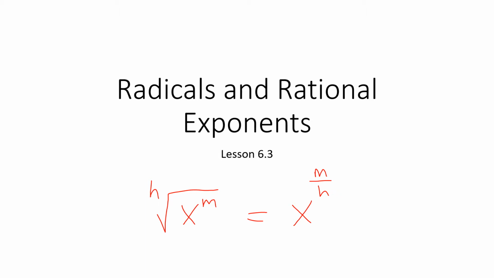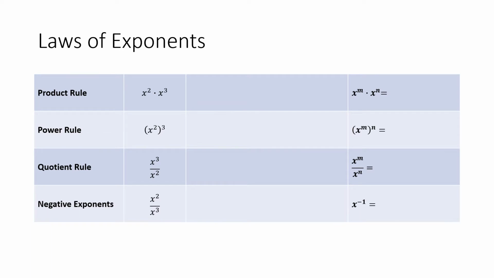So what we're going to be doing now is just extending our knowledge of radicals and rational exponents by applying some of the laws of exponents. Now, the laws of exponents is something that you would have learned back in Algebra 1, so I just want to go through a very quick, brief review of what these laws look like and why they work. So the very first one is product rule.